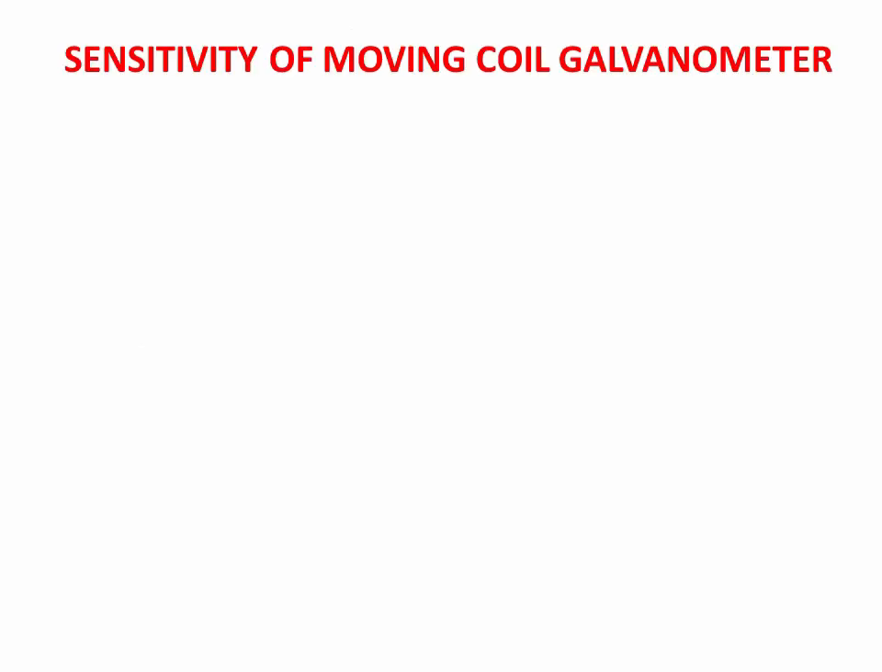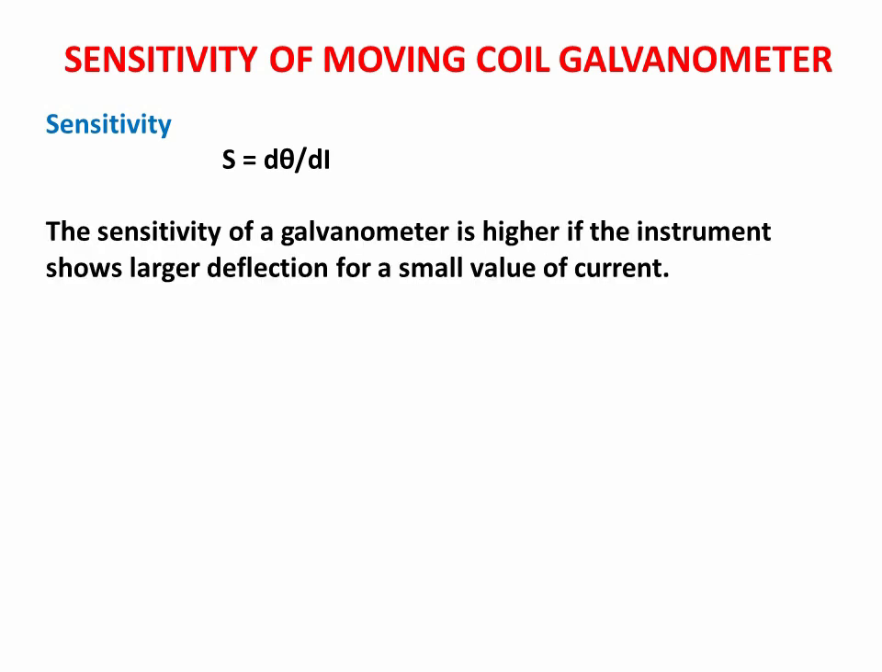Let us see the sensitivity of moving coil galvanometer. What is sensitivity? The general definition of the sensitivity of a moving coil galvanometer is given as the ratio of change in deflection of the galvanometer to the change in current in the coil. It may be written as S is equal to d theta by dI. The sensitivity of a galvanometer is higher if the instrument shows larger deflection for a small value of current.